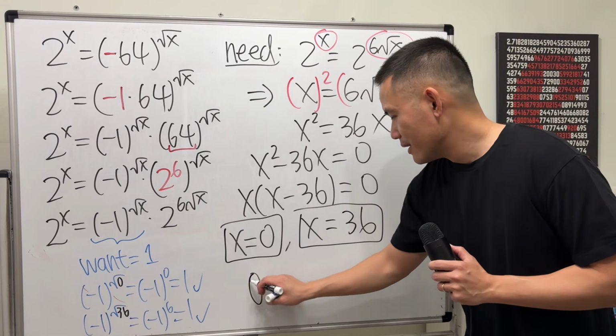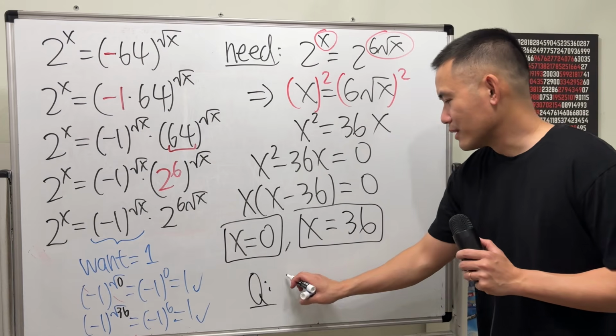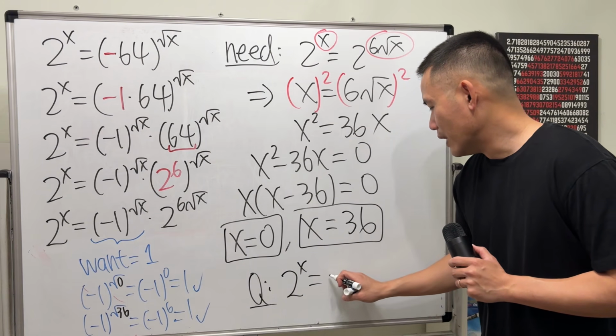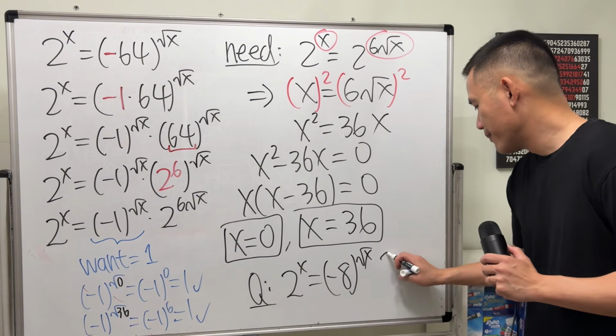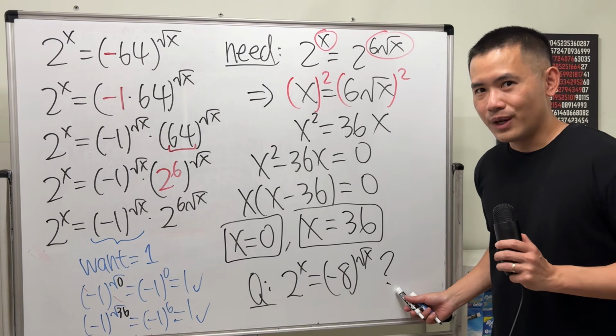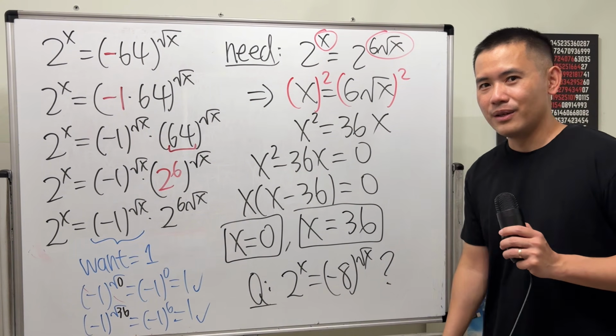Now, imagine if we have to solve 2 to the x is equal to negative 8 raised to the square root of x power. Well, I'll leave this one for you guys. Go ahead and leave a comment down below and let me know what the answer is.